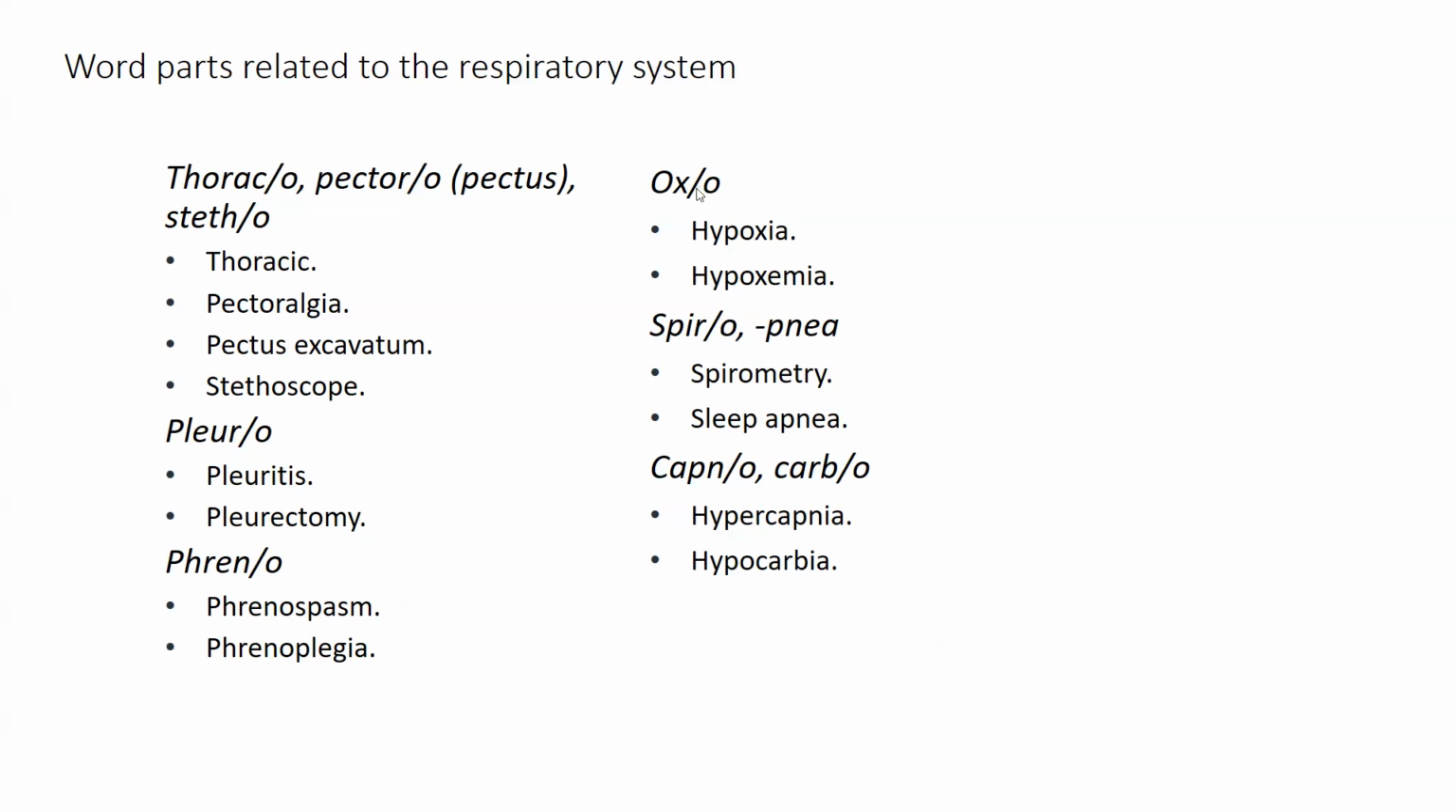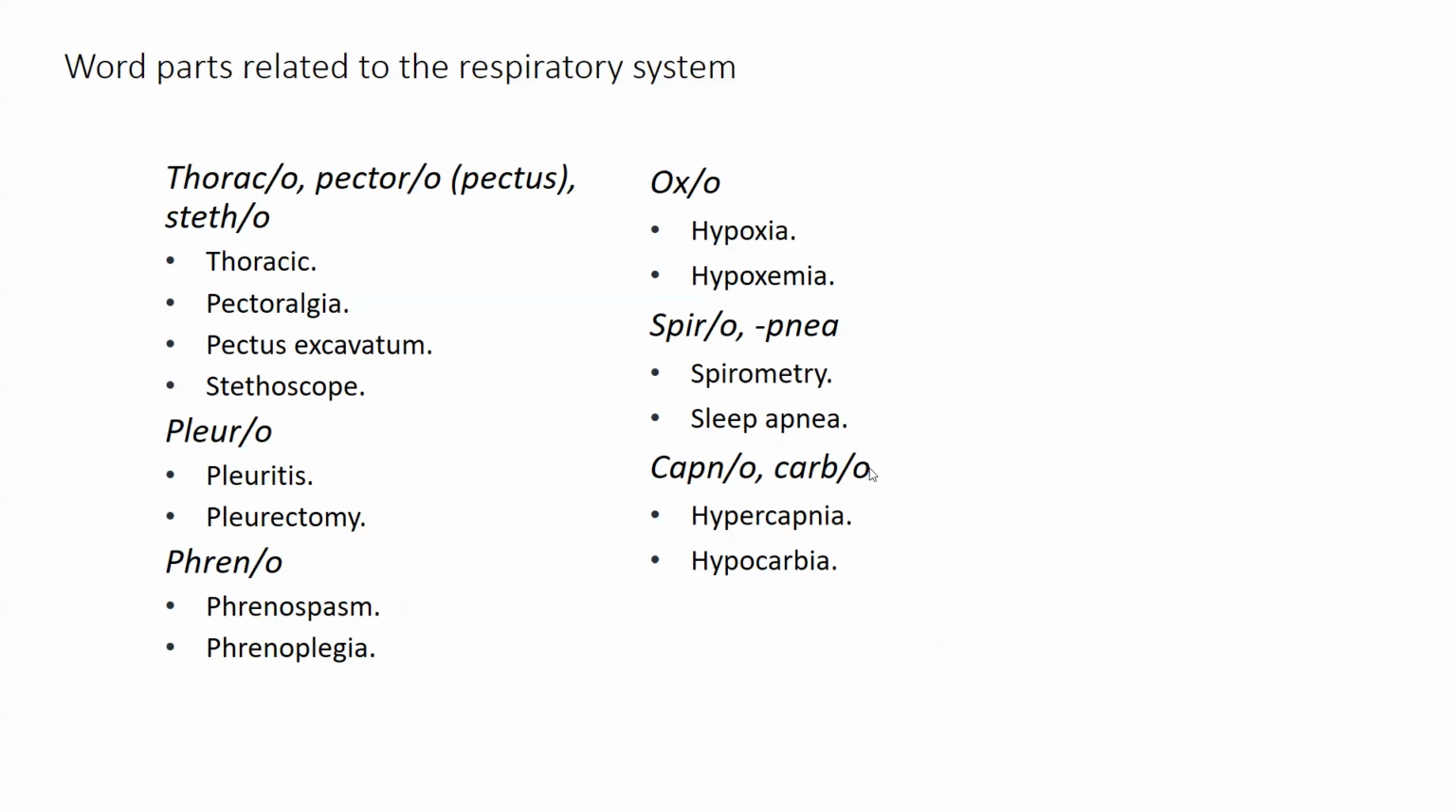Oxo refers to oxygen. So hypoxia is a condition of not enough oxygen. Hypoxemia is a condition of not enough oxygen in the blood. Both spiro and pnea refer to breathing. So spirometry is the measurement of breathing, where they measure the volume of air that you can move in and out of the lungs, as well as how fast you can move air in and out of the lungs. Sleep apnea, pnea means breathing, a means not. This is a condition where you stop breathing during your sleep.